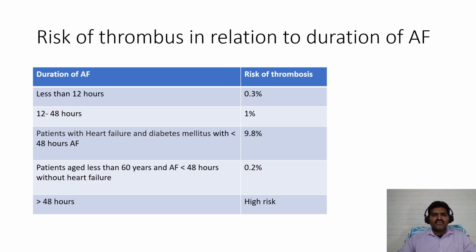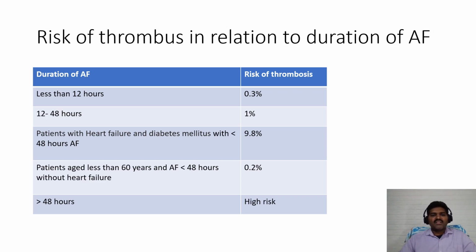Patients with heart failure and diabetes with less than 48 hours of AF have a high incidence of thromboembolic complications, 9.8%. Patients aged less than 60 years without any comorbidities and AF lasting for less than 48 hours will have a 0.2% risk of thromboembolic complications. If AF is lasting for more than 48 hours, it's called high risk.